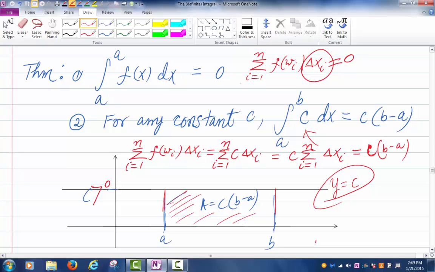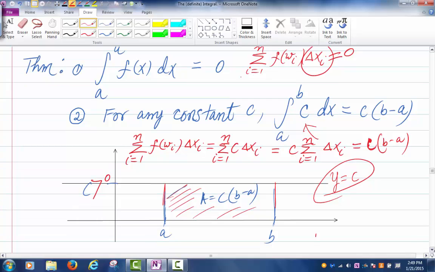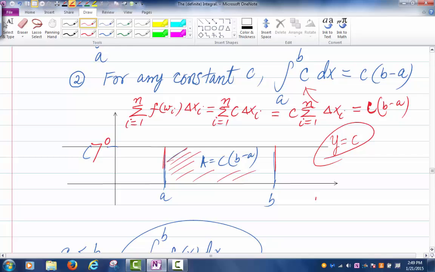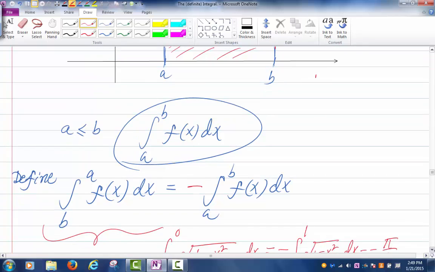Or you can say, what's the antiderivative of c times x, right? And then you use that. I haven't reviewed those concepts here, but you can figure out that the integral of c dx would be c times b minus a by just looking at the geometric interpretation of that. Okay, so I will let you think about that and end here.